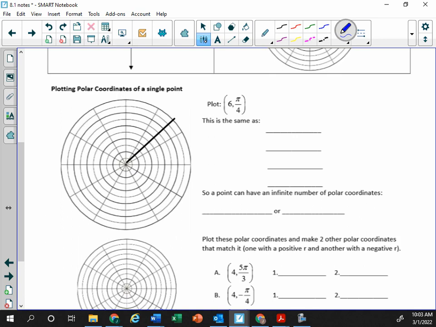All right, so how would I plot 6, pi over 4? What do I do? Yep. And then I go around. How much of an angle? Yes, yeah. So you just count out 6 rings: 1, 2, 3, 4, 5, 6. Travel around pi over 4. There is your point.